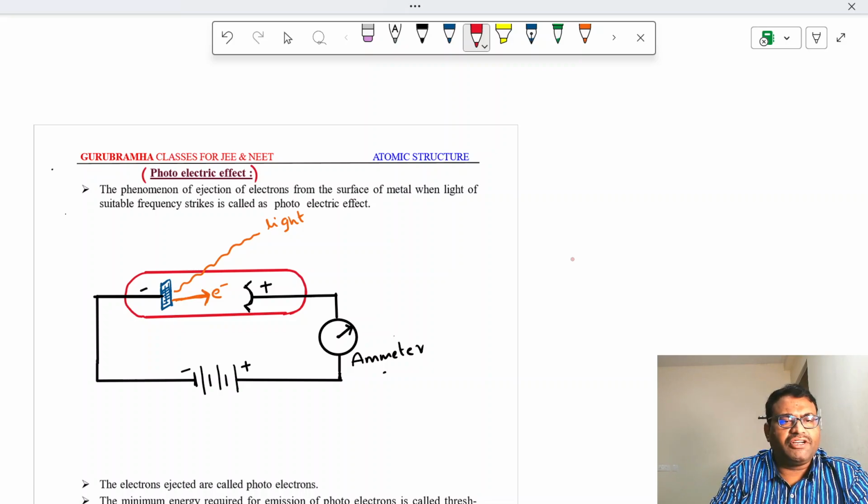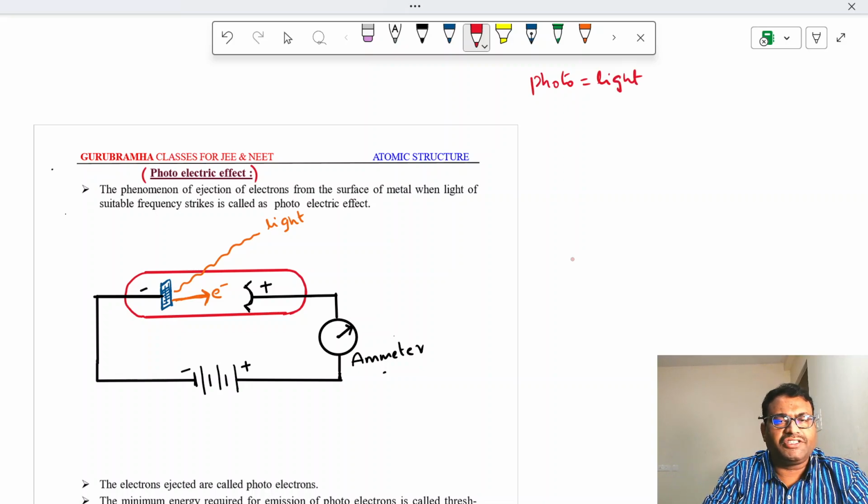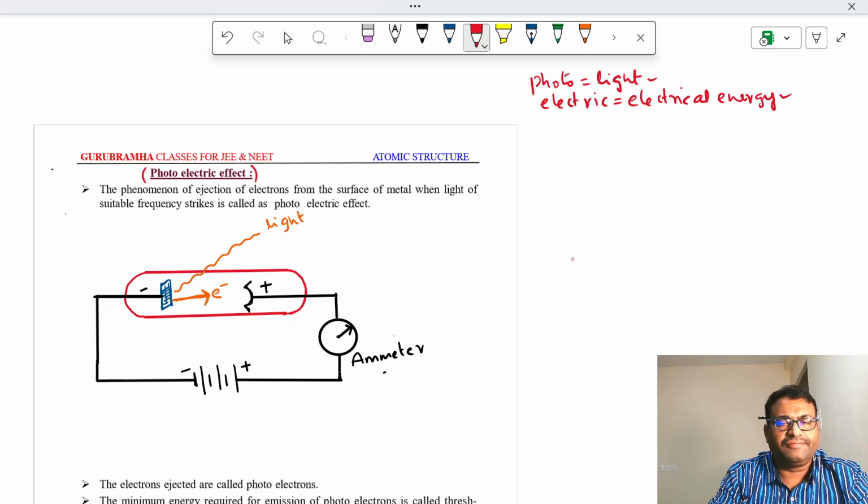So, in simple language, we can say that photo. So, what is photo? Photo means light. Electric, we already know, is electrical energy. That means light energy is converted into electrical energy.